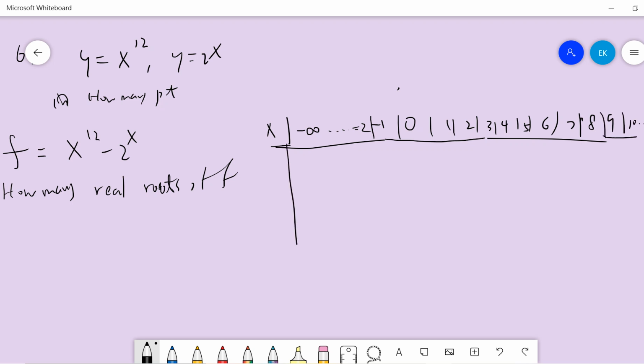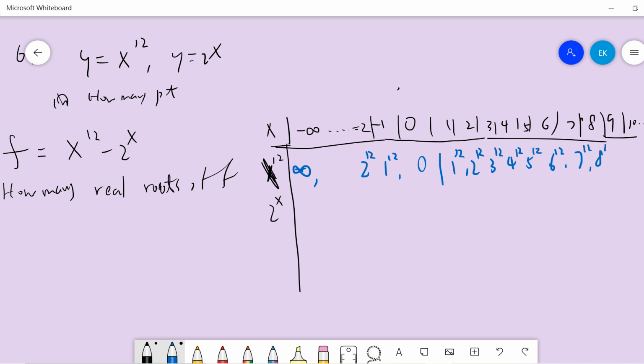And for the second row, we want to compute x^12 and 2^x. So this is infinity, and then 3^12, 2^12, 1^12, 0, 1^12, 2^12, 3^12, 4^12. All you need to know is that this 12th power is very, very large. And for 2^x, when x equals negative infinity, this is 0. Then it's 1/8, 1/4, a half, and 1, and then 2, 4, 8, 16, 32, 64.